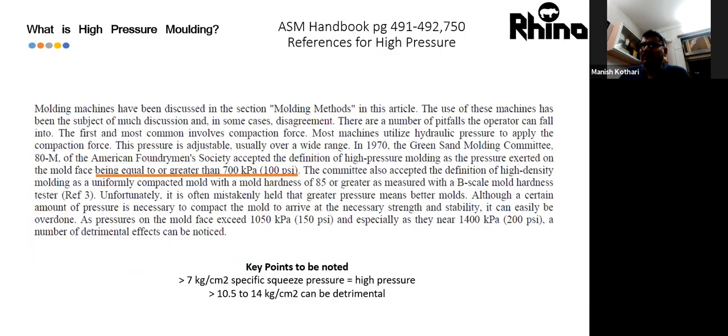So a couple of years back, 2 or 3 years back, I started looking for data, and it was in DFG that I got this reference. Somebody shared the ESM handbook, and there I could find one mention. There's no very clear definition of how to classify it, but there are two key points. One, anything which is more than 700 kilopascal, that is 7 kg per centimeter square approximately, specific squeeze pressure, is what they were terming as high pressure molding.